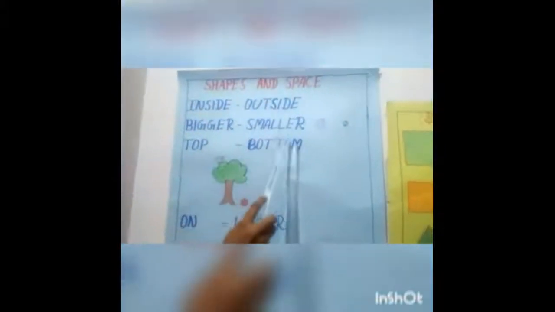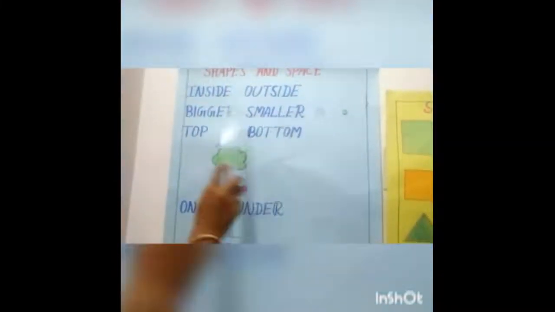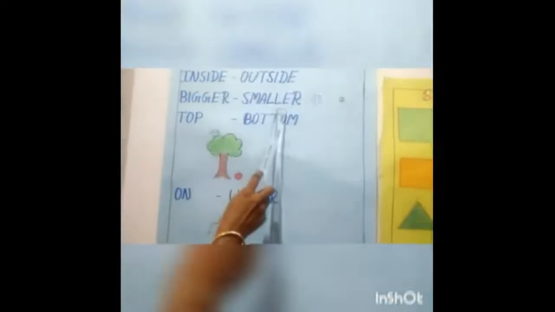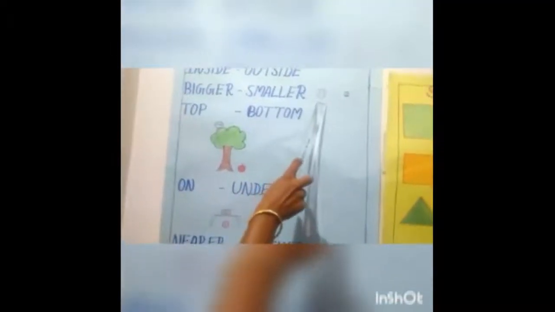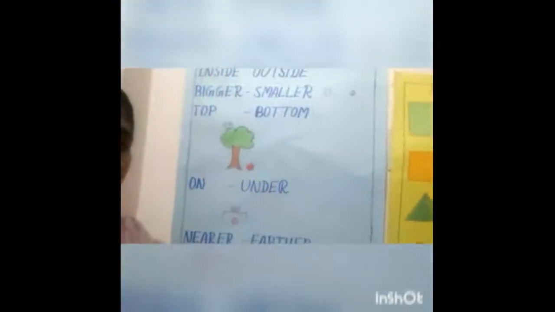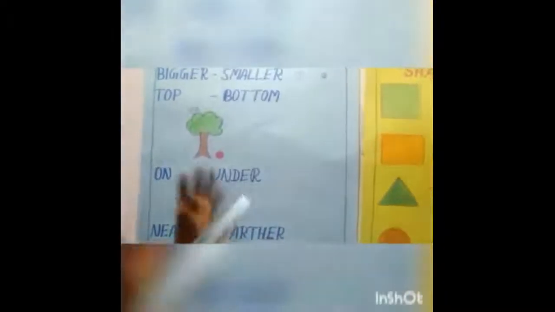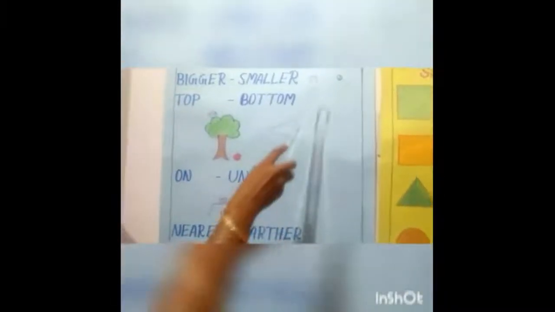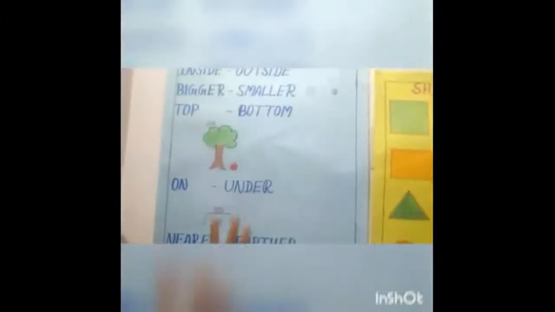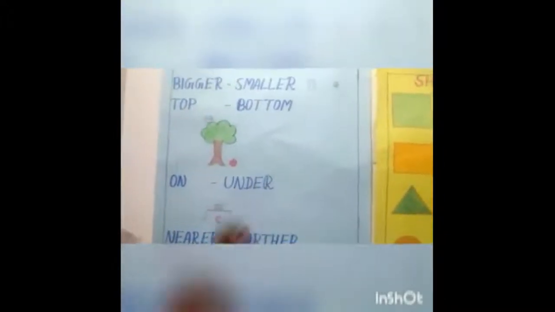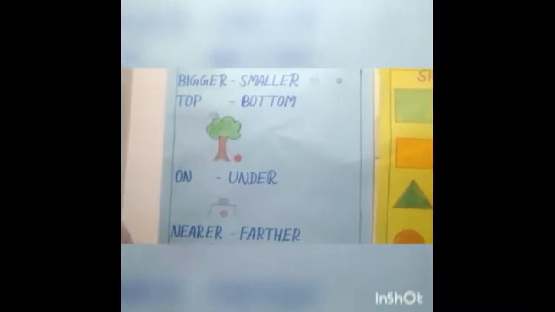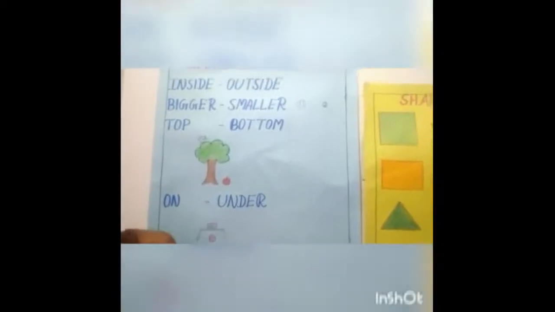Okay. Next we are going to see bigger and smaller. What is that? Bigger and smaller. See, this football is bigger. This cricket ball is smaller. This football is bigger. This cricket ball is smaller. I show one example for you. Listen children.